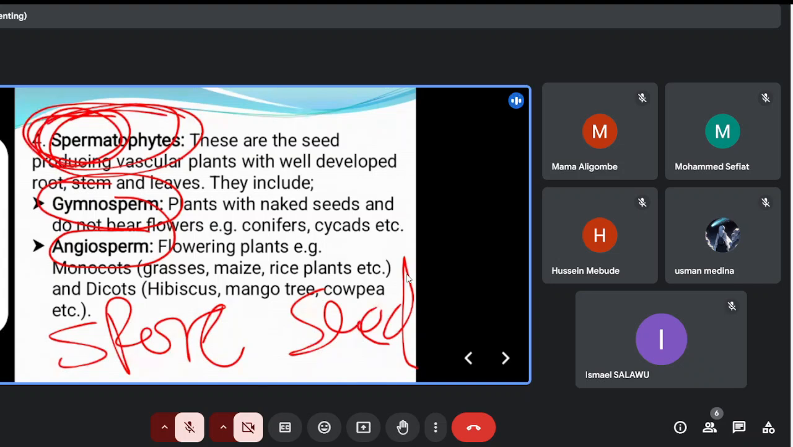How would you differentiate between the gymnosperm and the angiosperm? The thing about the gymnosperm is that even though they are producing seed, their seed is always born naked.